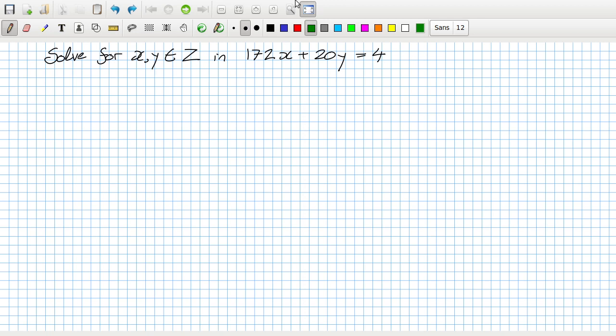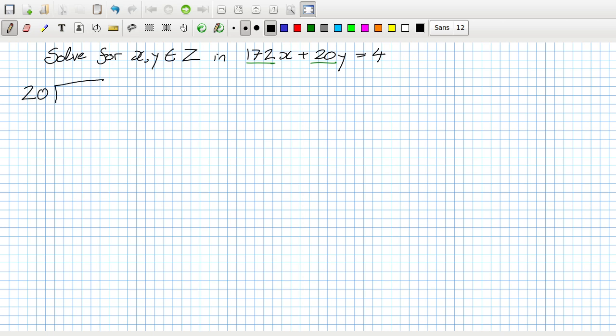So can we find an x and y integer so that 172x plus 20y equals 4? The answer is yes. But first we have to check something with the greatest common divisor between 172 and 20. We can do that using Euclid's algorithm.